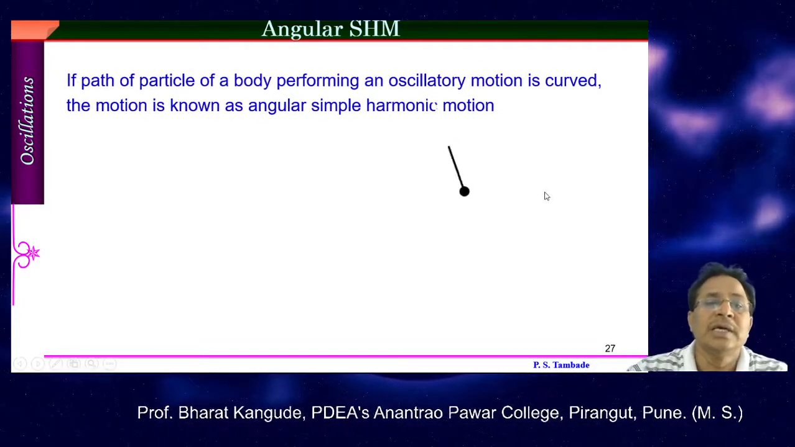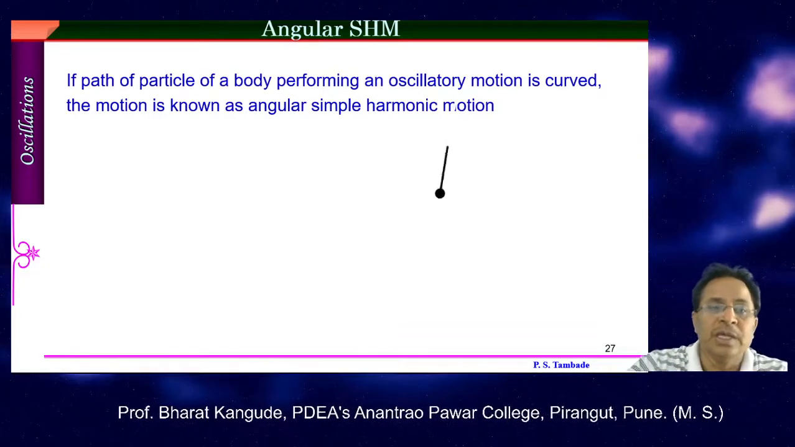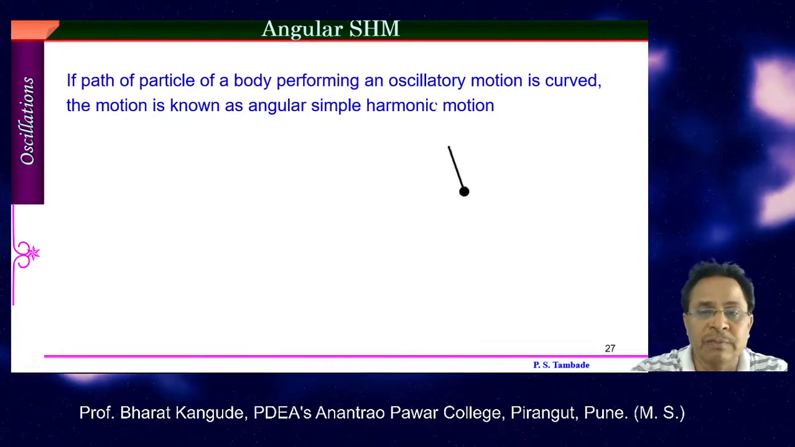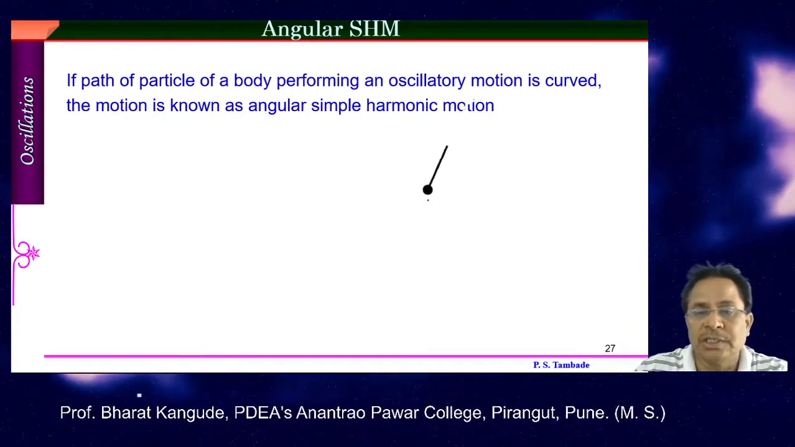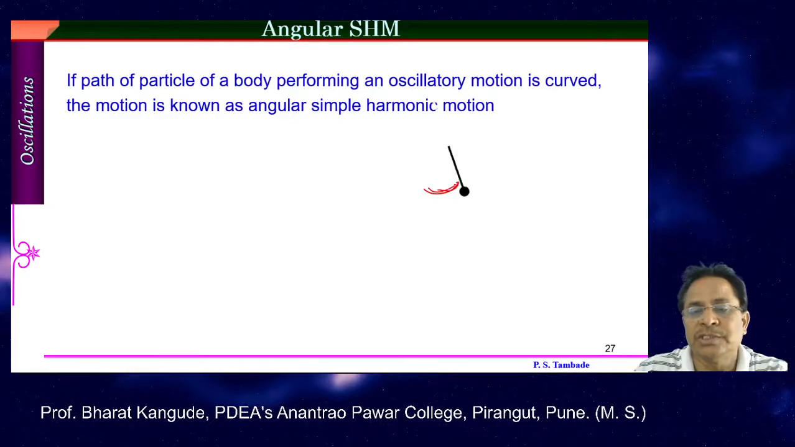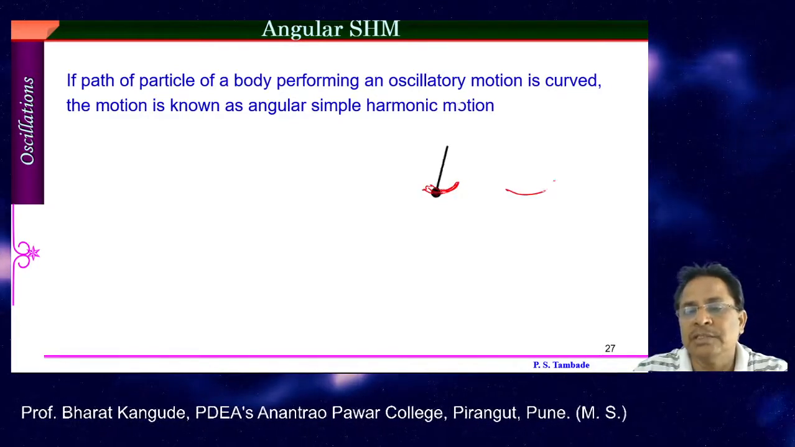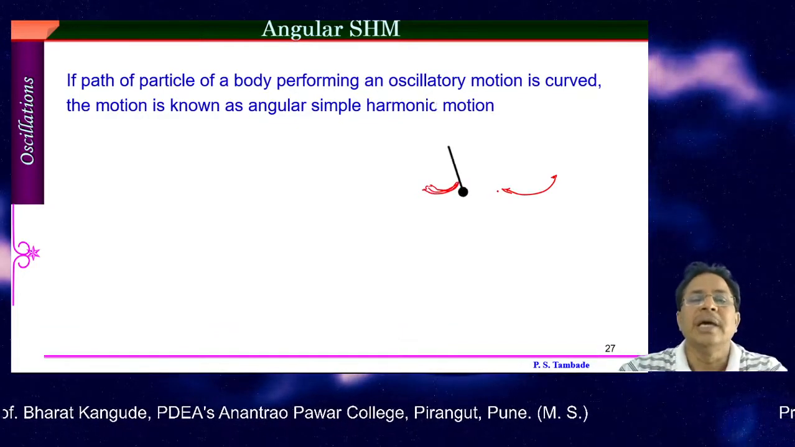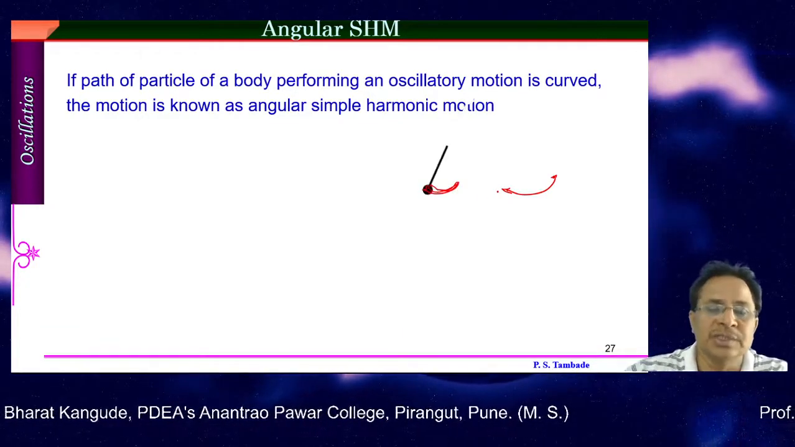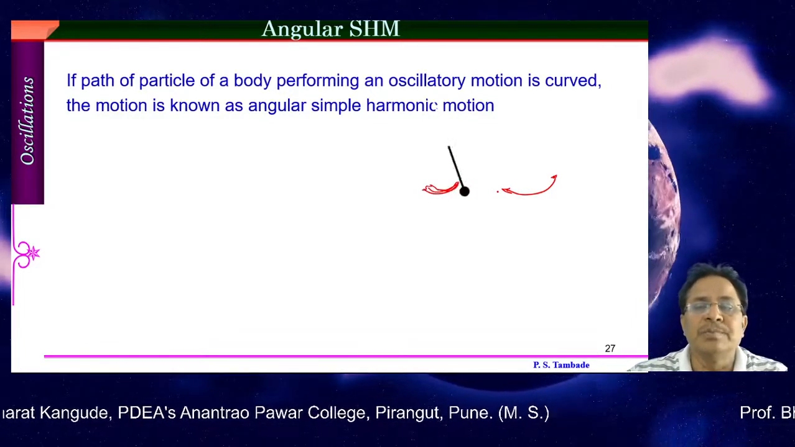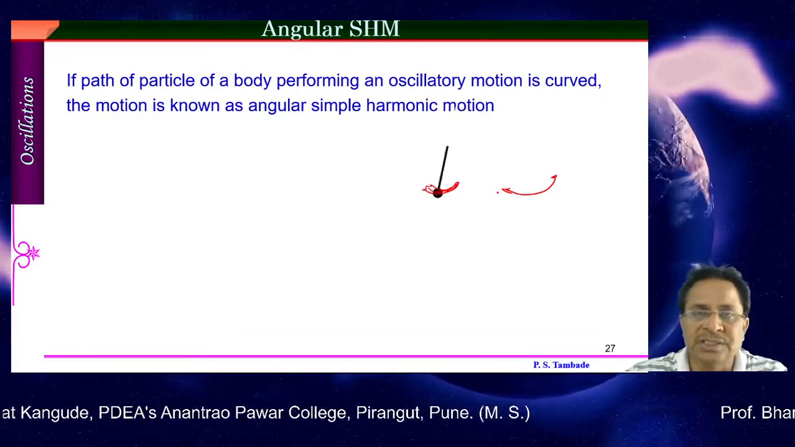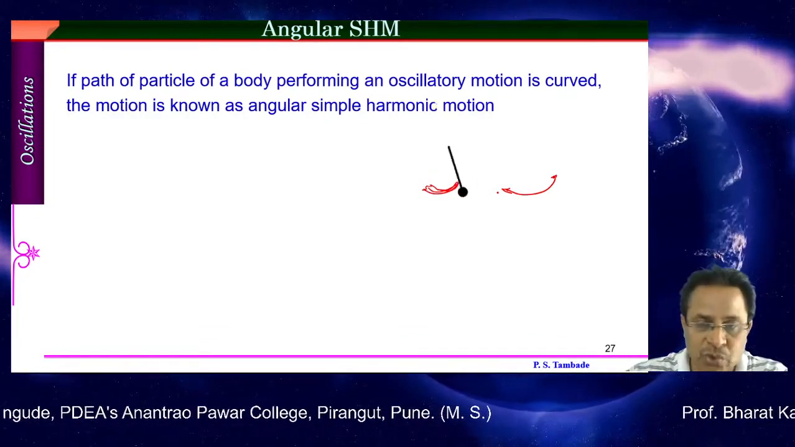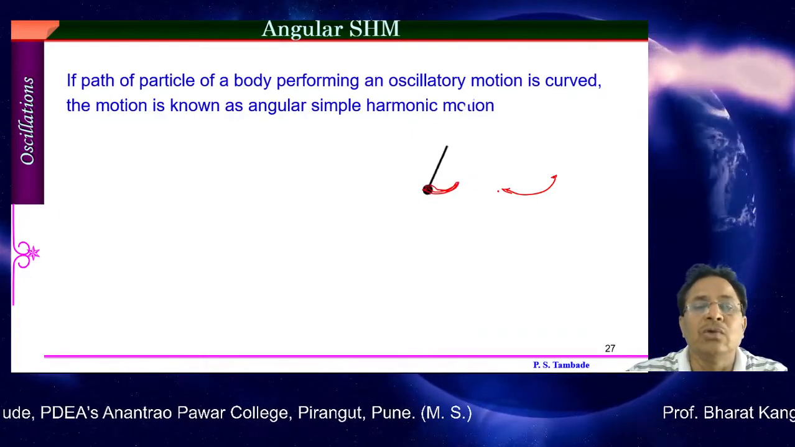So the first one is called angular simple harmonic motion. If the path of the particle or body performing an oscillatory motion is curved, say this is the path of this oscillator, found to be curved, not a straight line, then this type of motion is called angular simple harmonic motion. The spring mass system is a linear simple harmonic motion. This type of oscillator shown in the diagram is an angular simple harmonic motion.